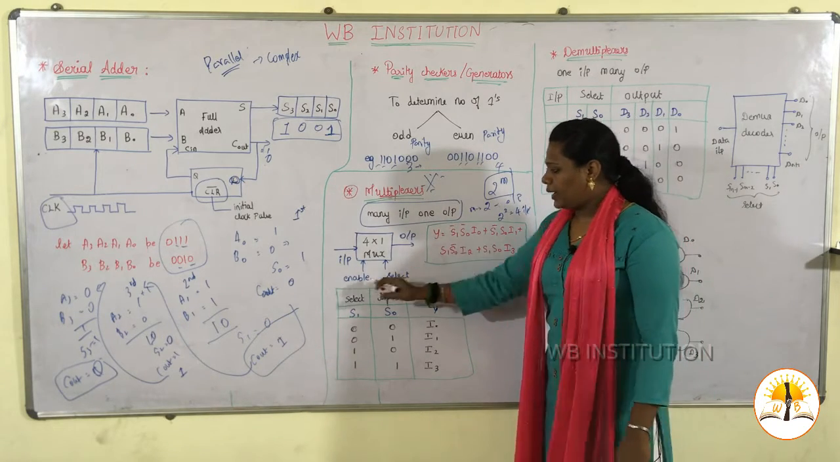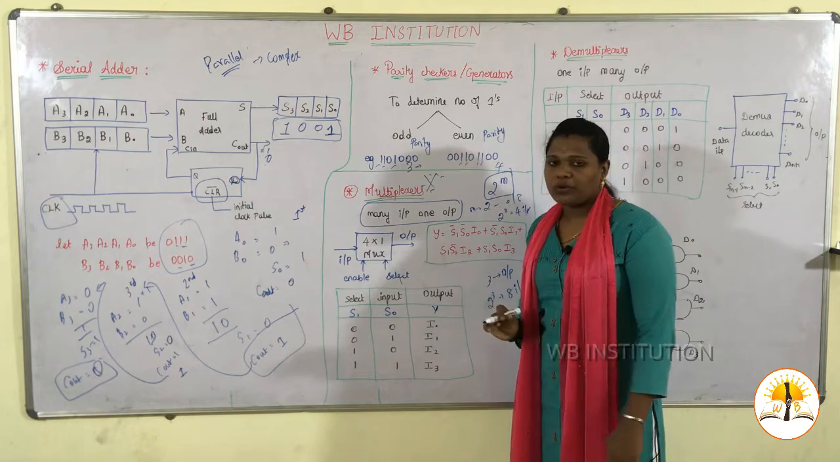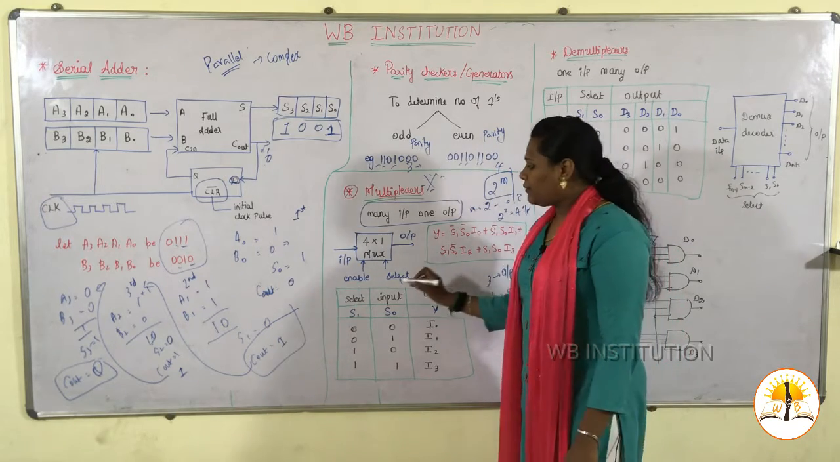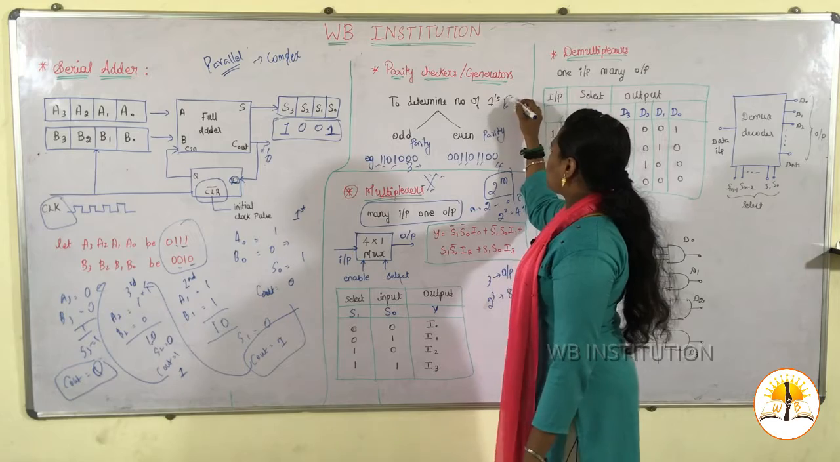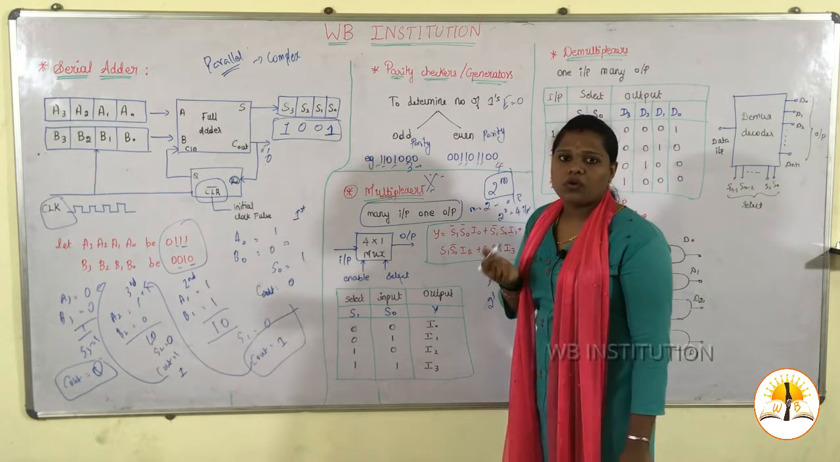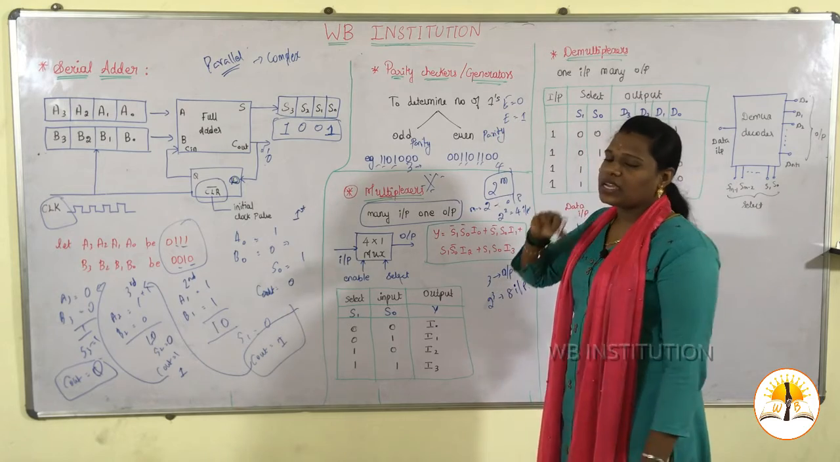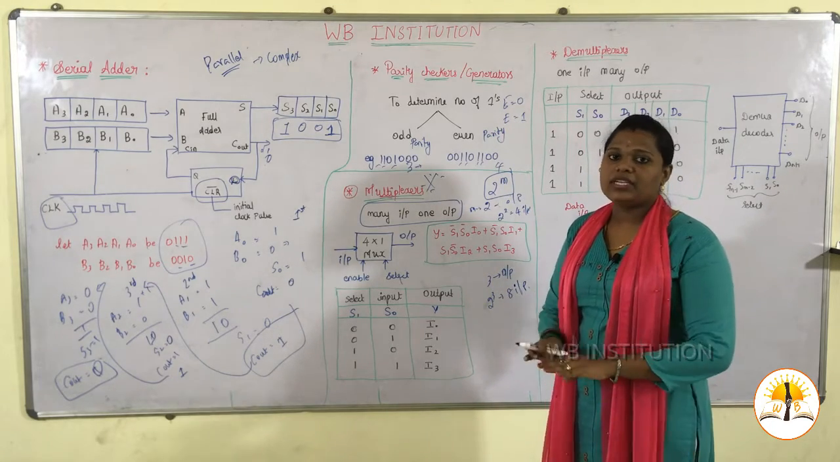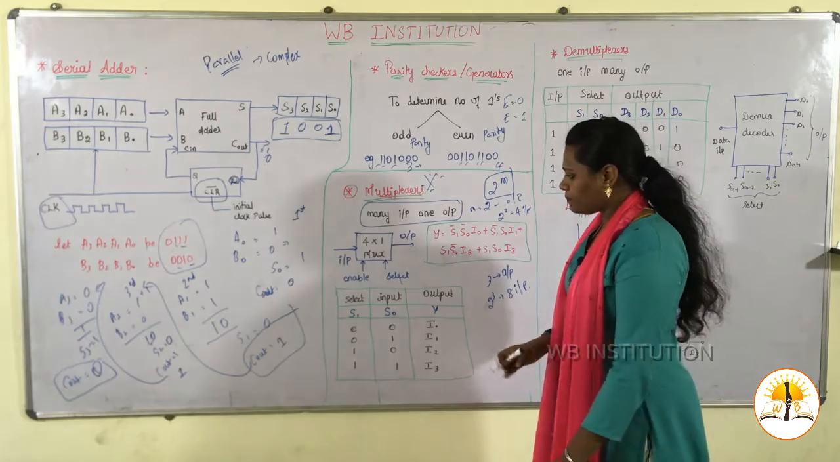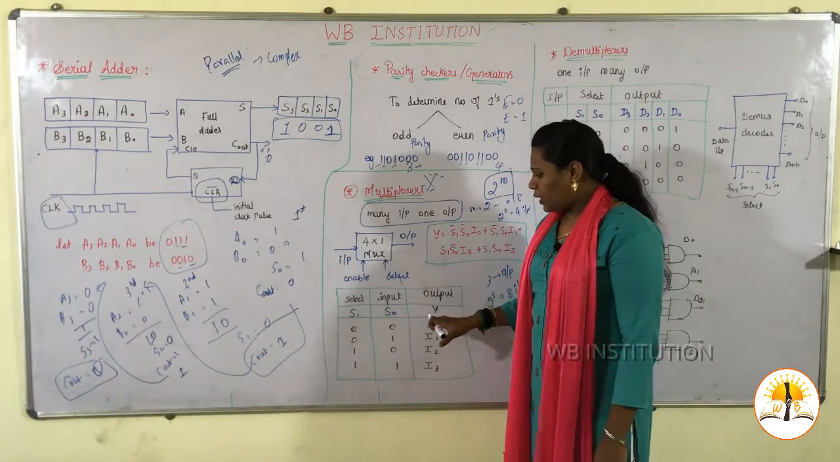Okay. 4 into 1. Enable, select. Why do we use enable and select? In the sense, if enable is equal to 0, it makes all the output 1. Okay. If enable is equal to 1, it again resets the multiplexer. I mean it disables the multiplexer. Okay. Select, input and output.